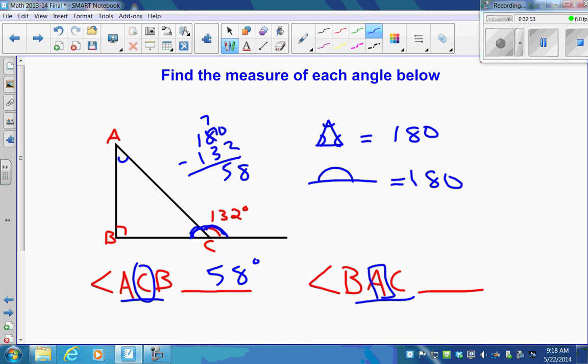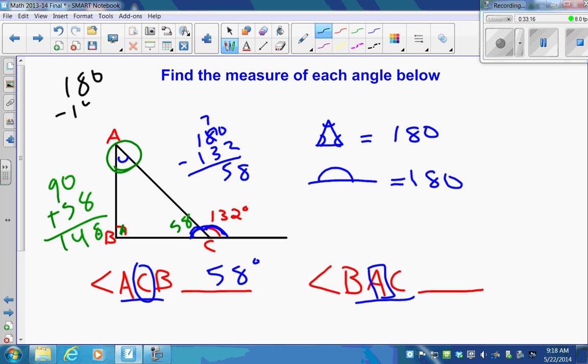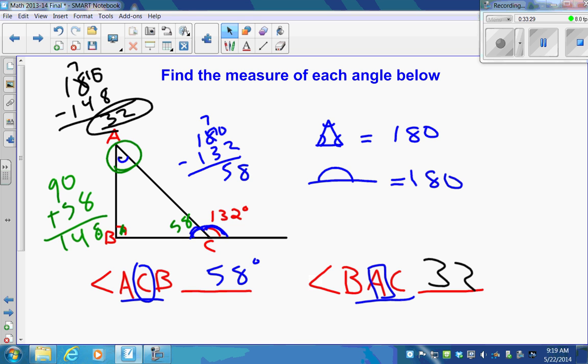We just did this, so hopefully it's pretty easy for you guys. The next one, if I know this is 58, and I know this is 90, so 90 plus 58 is 148. So I've got to find what this is. That'll be what's left. From 148 to 180, I can do my subtraction. That is 32 degrees. BAC is 32. So everything adds up to 180. Lines and triangles. Hopefully that wasn't bad because we just did it. If I move too fast, come see me.